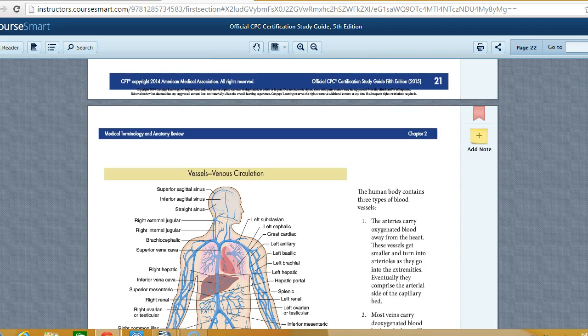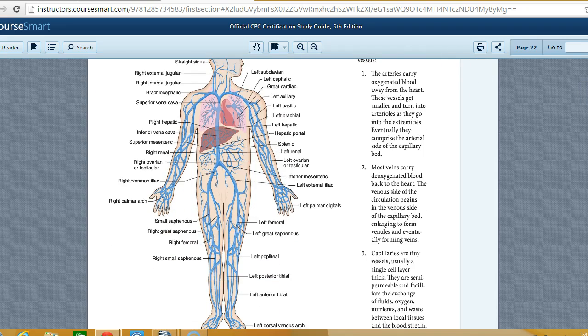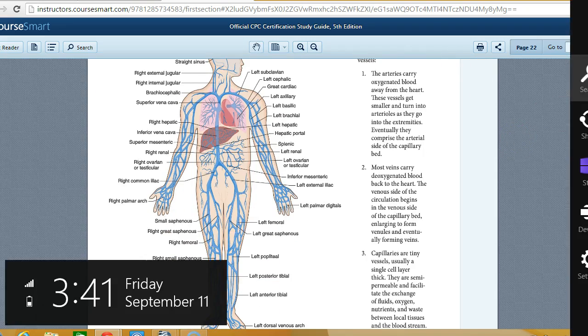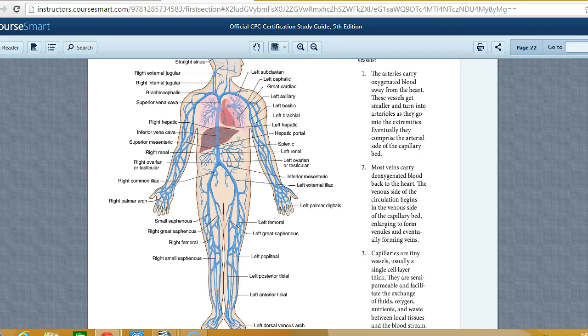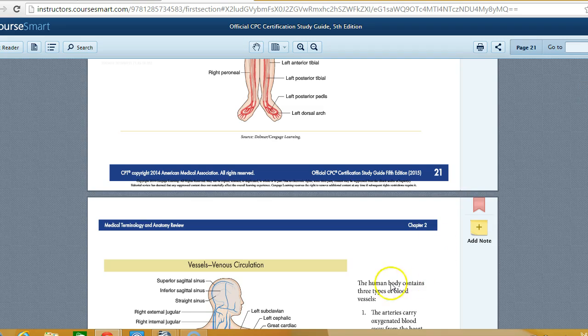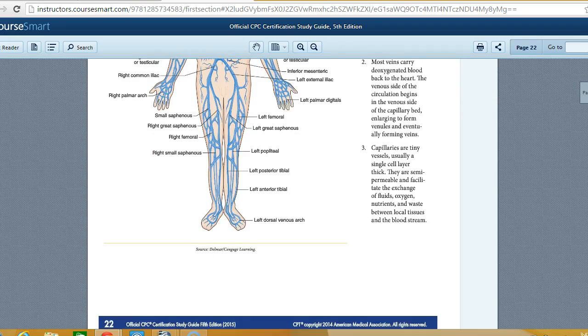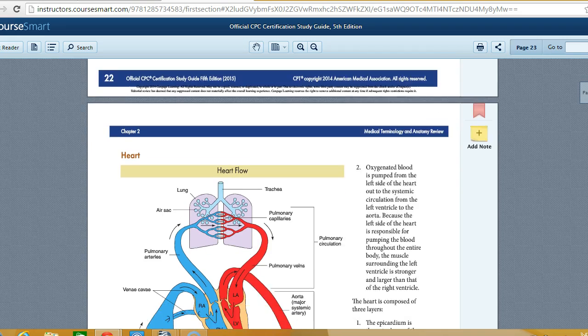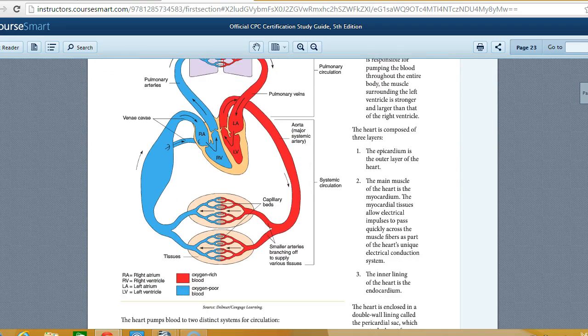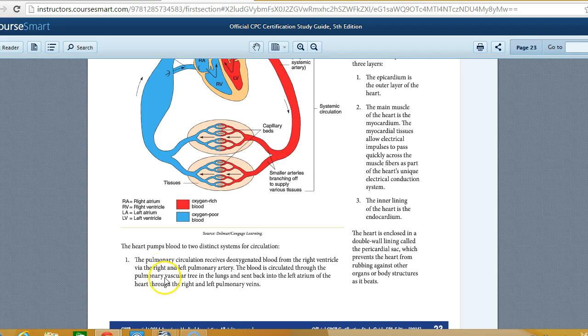Then you have your venous circulation. Now, with your venous circulation, I want you to make sure that you know the difference between your arteries, your veins, and your capillaries, okay? These are the three types of blood vessels that you have. You have arteries, veins, and capillaries. Make sure you know the difference in those. The way the blood flows in the heart. Y'all, make sure you know how the heart pumps blood through the body. This is going to be a really important one.